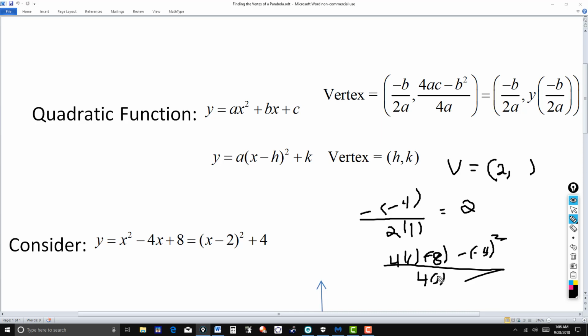So what do we get here? 4 times 1 times 8, that's going to give us 32. And then -4 squared is 16, and we have a minus on that, so it's -16. Oh, sorry, 4 times 1 times +8, 32. And then -4 squared is 16, so we have 32 minus 16 over 4 times 1, that's 4. So this gives me 32 minus 16 is 16 divided by 4, so this comes out to 4.